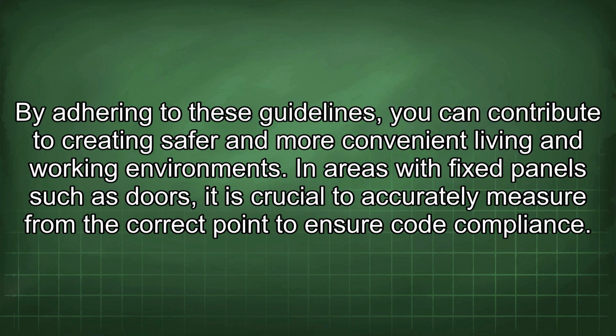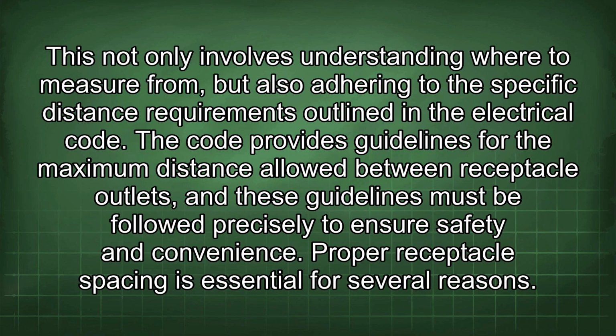In areas with fixed panels such as doors, it is crucial to accurately measure from the correct point to ensure code compliance. This not only involves understanding where to measure from, but also adhering to the specific distance requirements outlined in the electrical code. The code provides guidelines for the maximum distance allowed between receptacle outlets, and these guidelines must be followed precisely to ensure safety and convenience.